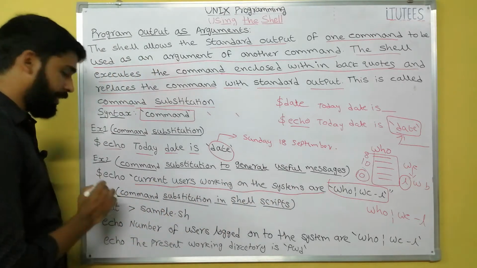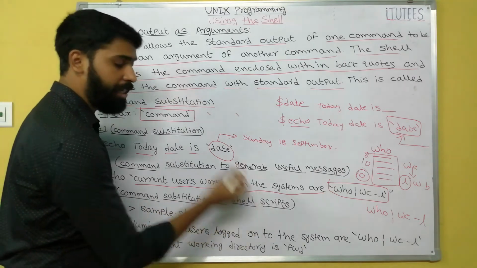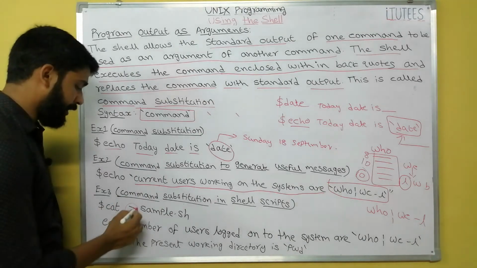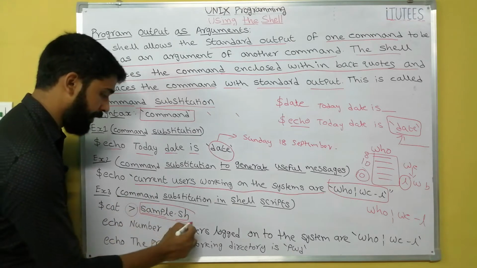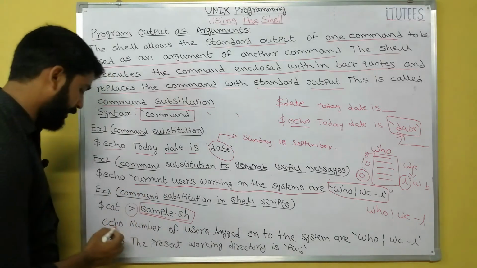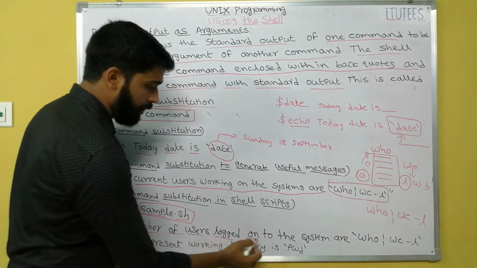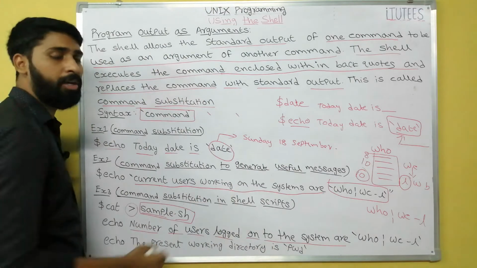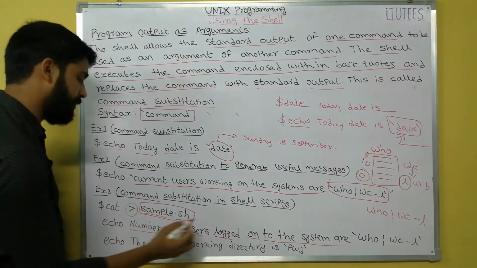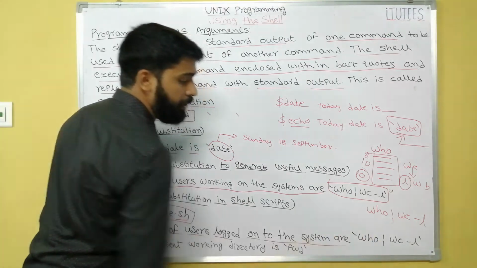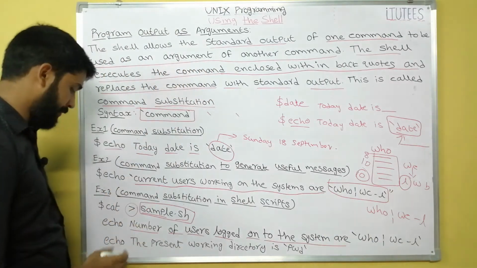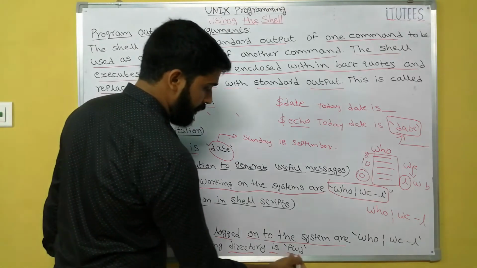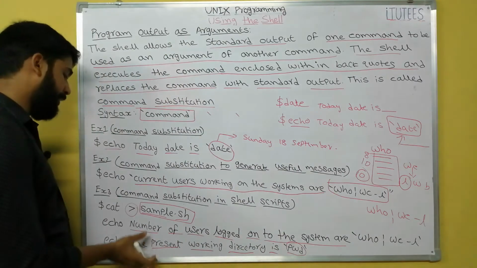Now you can see another example, command substitution in shell scripts. That means we are going to write the script now. cat redirection sample.sh, this is your script name. In this script I write echo number of users logged on to the system are, who pipe wc hyphen l. That gives how many members are logged in. For example, let us assume 8. It returns the number of lines in the who command, and after that I write another command, the present working directory is pwd. Now how can I execute this?